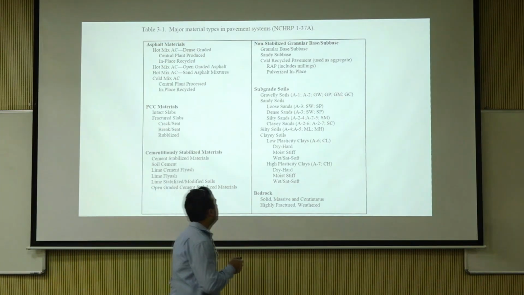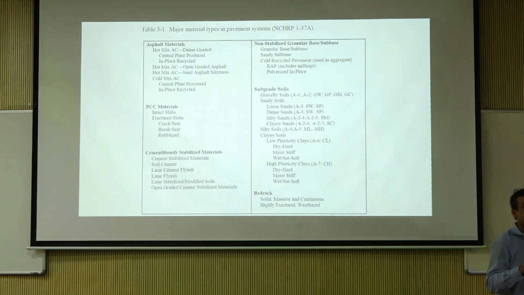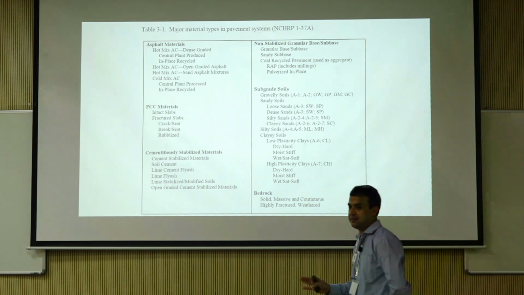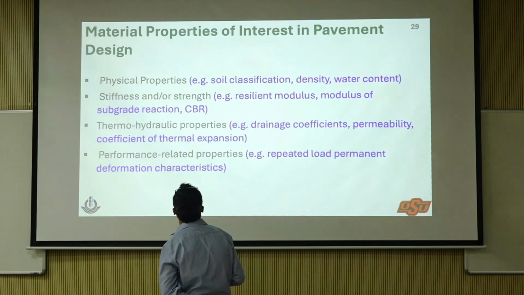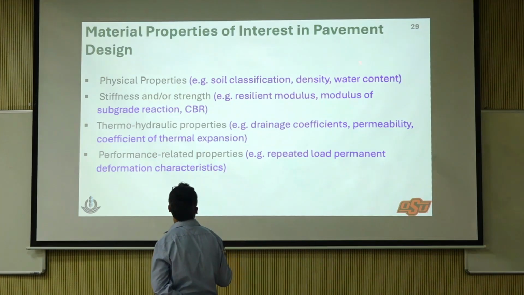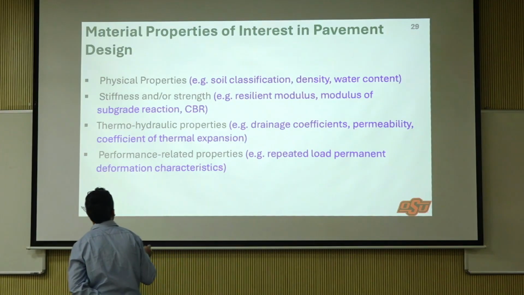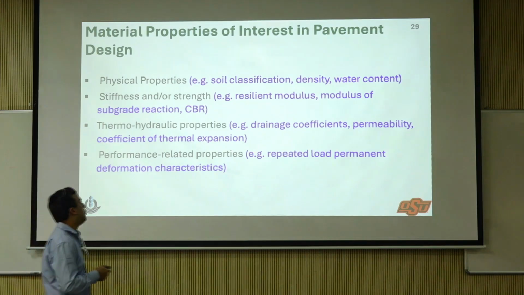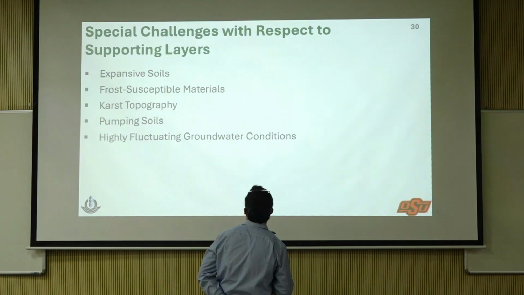I hope everybody is kind of familiar with the basic definitions of soils, the classification, how it works. What does plasticity mean? What is high plastic versus low plastic? That's something we're going to use. Soil classification, density, water content, stiffness or strength, resilient modulus, modulus of subgrade reaction, thermohydraulic properties, drainage coefficient, permeability, coefficient of thermal expansion, performance related properties, which are repeated load and permanent deformation characteristics and stuff like that.